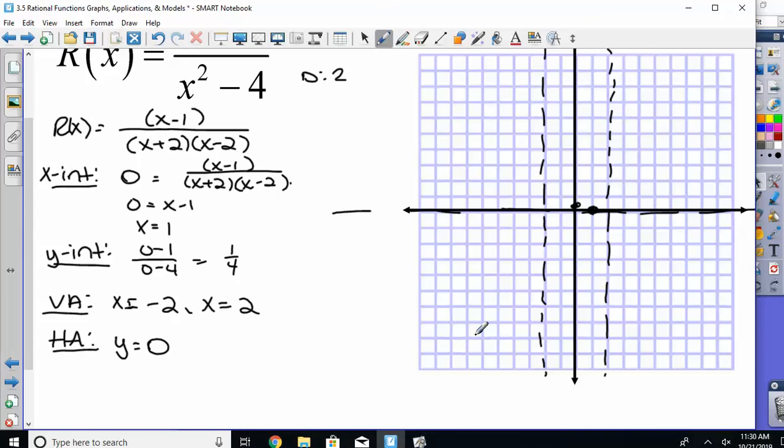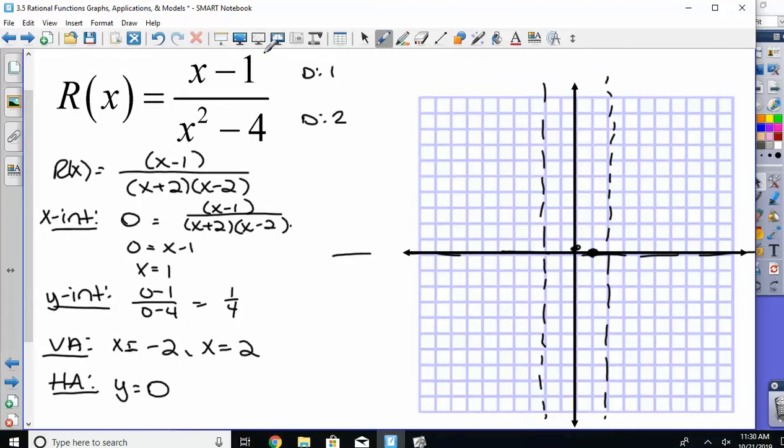Let's use our graph to help fill in the blanks here. So go to your y equals. And let's just plug in the original. You need to make sure when you put these in that you use parentheses around both the top and the bottom.